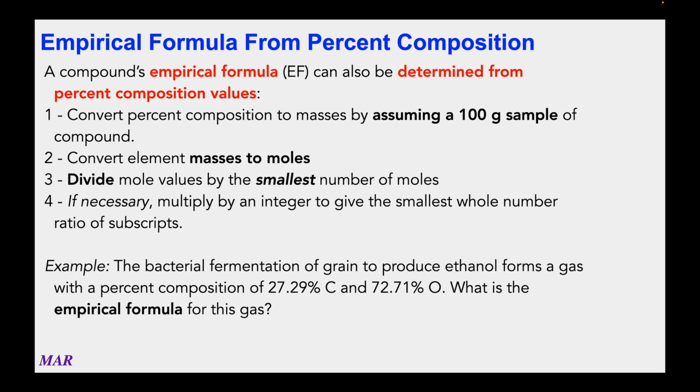So in this example, we've got some kind of compound that pops out here. It's 27.29% carbon and 72.71% oxygen. We can use this information to calculate the empirical formula of this gas. Again, what we're going to do is take these percentages and assume 100 grams total. That means 27.29 grams of C and 72.71 grams of O. We'll turn the grams into moles. We'll compare them and see if we can find a smallest whole number ratio of atoms.